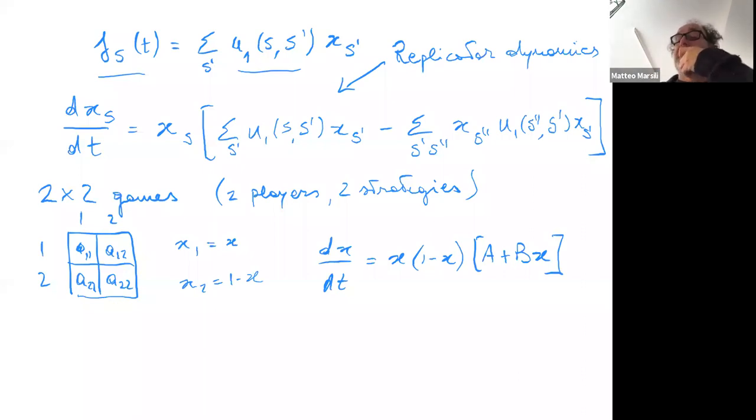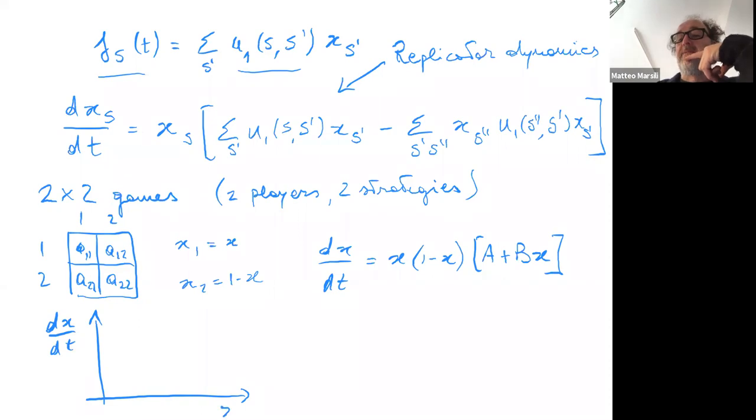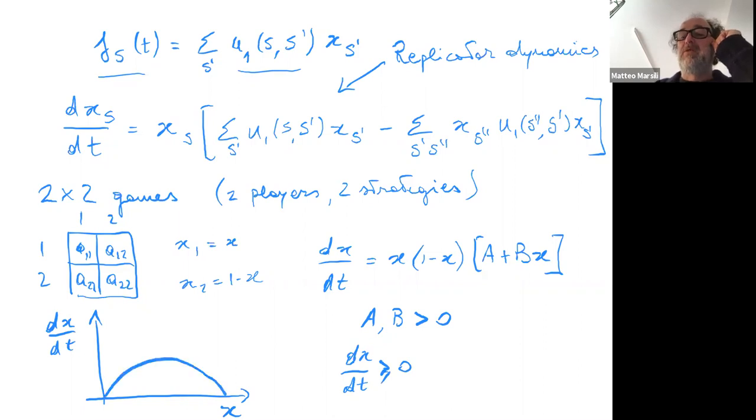And then, you can study these dynamics very easily if you write dx dt as a function of x, okay? Now, for example, if you have that a and b are positive, then you see that dx dt is also positive, okay? Is also non-negative. So you will get something that goes like this, okay? And so this is the dynamics by which if your x is at this point at some time, the dx dt is positive, so you will move in the right direction, and essentially you will get to this point. So this x equal one will be the evolutionarily stable strategy.